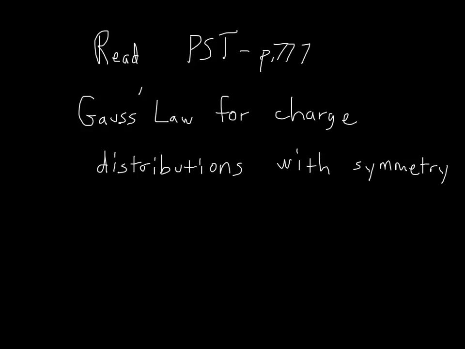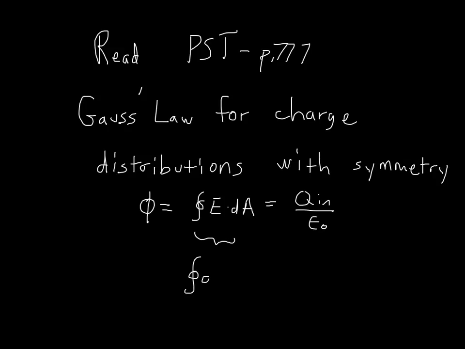I'll make the suggestion once again that for Gauss's law, which tells us that the flux is equal to the closed surface integral of E times dA being equal to Q inside over epsilon naught, the real key thing to understand is that integral over dA.